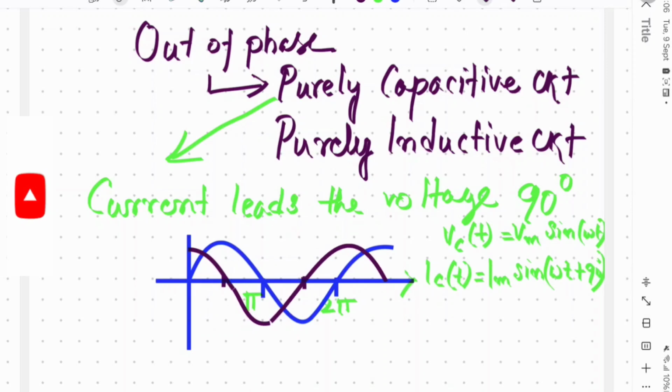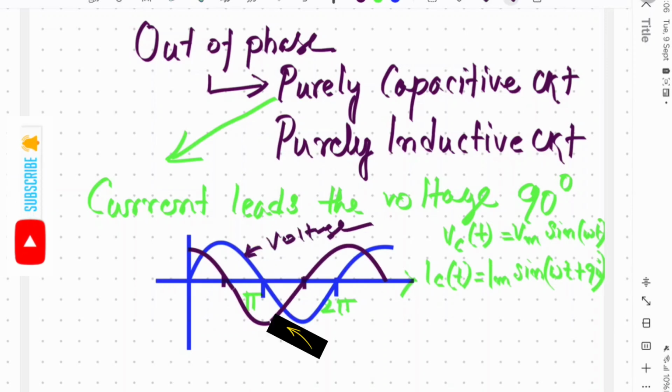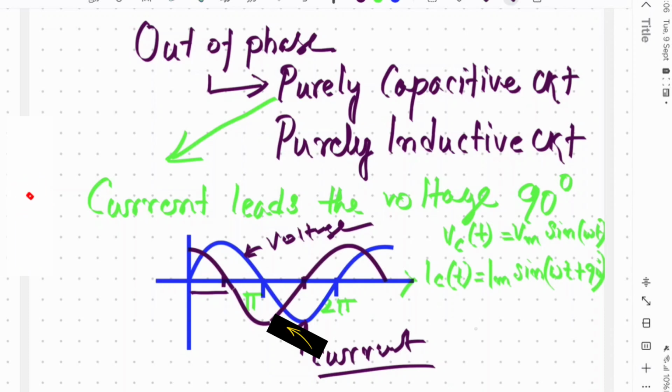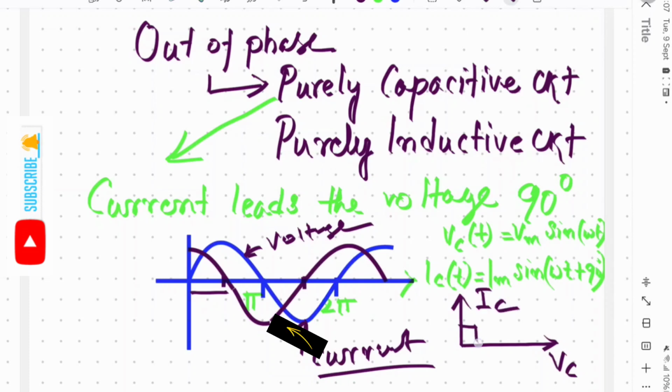Okay, this is the current waveform. This is the voltage waveform, and this is the current waveform. The current waveform is leading by 90 degrees. If we represent this in a phasor diagram, it will be like this. This will be Vc and this will be Ic, and the phase difference between the voltage and current is 90 degrees.